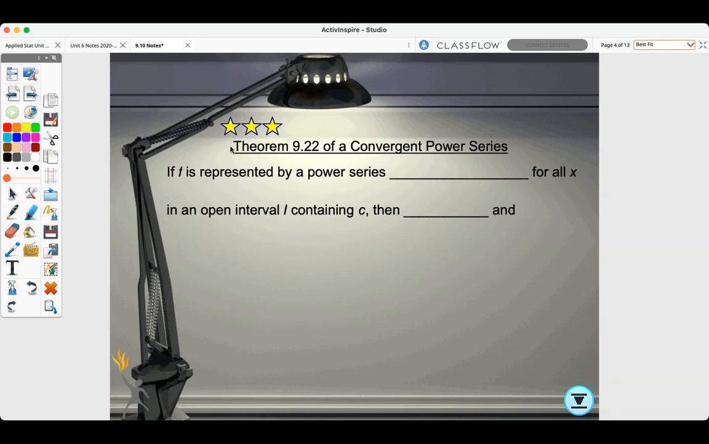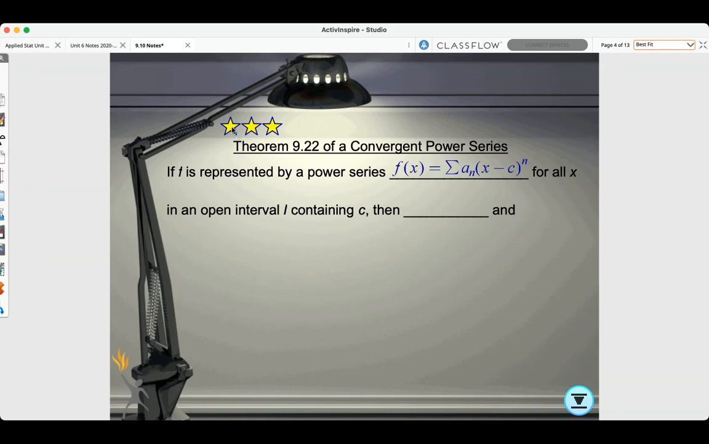Theorem 9.22 of a convergent power series. If f is represented by a power series, as shown here, for all x in an open interval I contained in C, then our series, f to the n-th derivative of c divided by n factorial, and you would have this here. This is equal to the function.